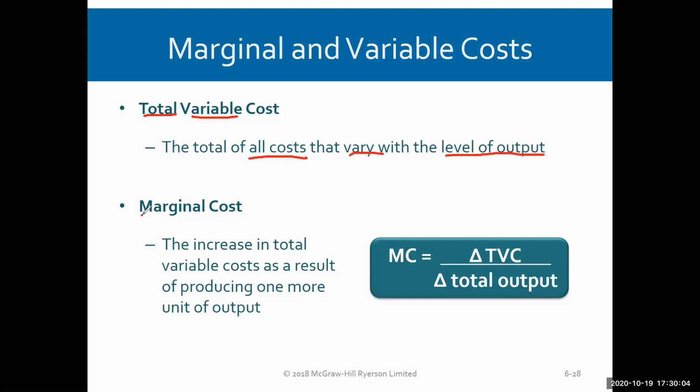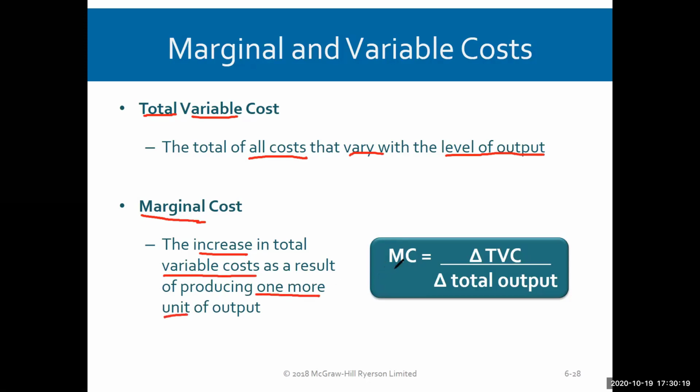And marginal cost is very similar in concept to marginal product. It's the increase or the change in total variable costs as a result of producing one more unit of output. So marginal cost is the change in total variable cost over the change in total output. Go back and relate that to marginal product, and you'll see that they're very similar concepts, only this is on the cost side of things.